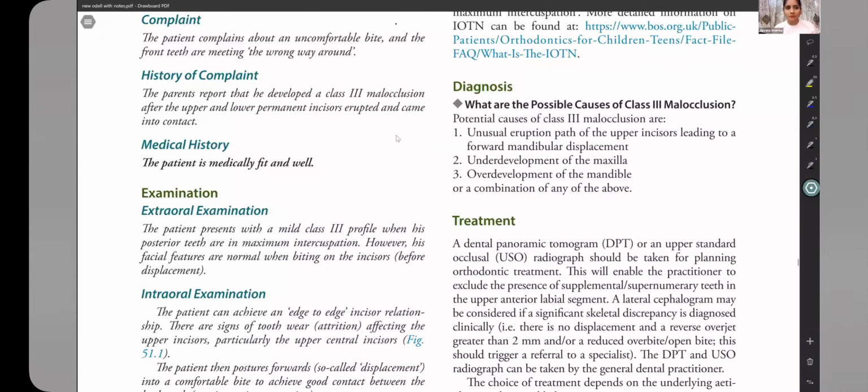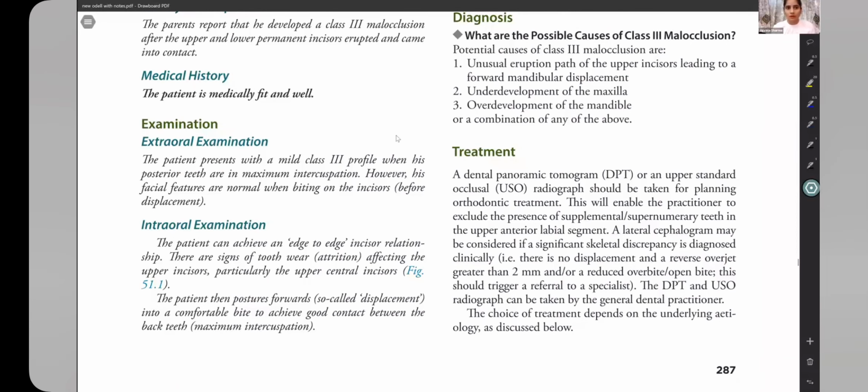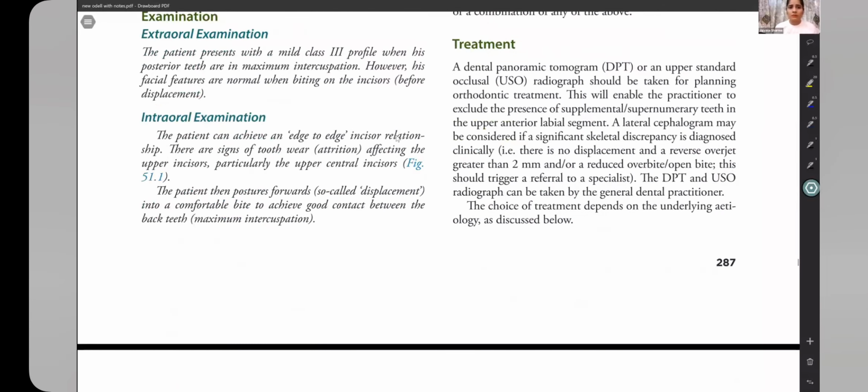The patient complains about an uncomfortable bite and that the front teeth are meeting the wrong way around, because the lowers are supposed to be behind the upper anteriors, and in this case it's the wrong way around: the lower anteriors are ahead of the upper anteriors. The parents report that he developed a class 3 malocclusion after the upper and lower permanent incisors erupted and came into contact. The patient is otherwise medically fit and well. The patient presents with a mild class 3 profile when his posterior teeth are in maximal intercuspation.